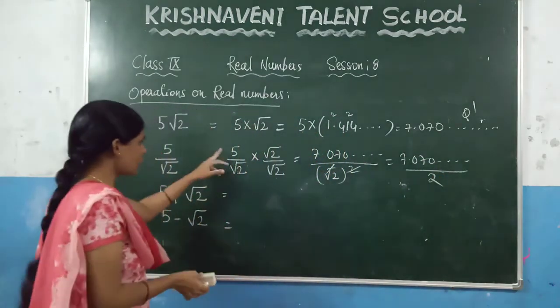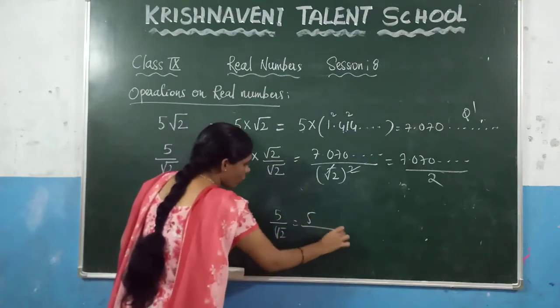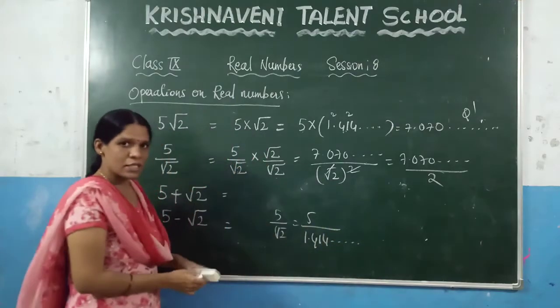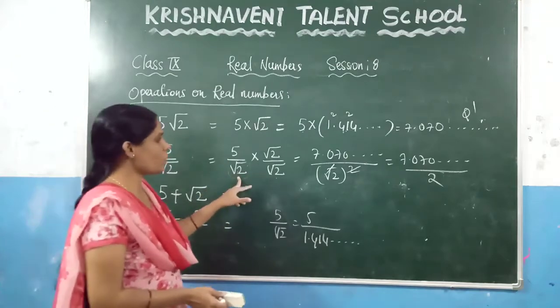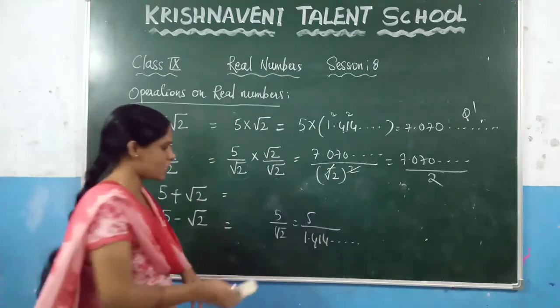Can we divide like this? If you take 5 by root 2, it is nothing but 5 divided by the value of root 2, which is 1.41 and so on. Since we cannot divide like this, we change this irrational denominator into a rational denominator. That process we call rationalization.